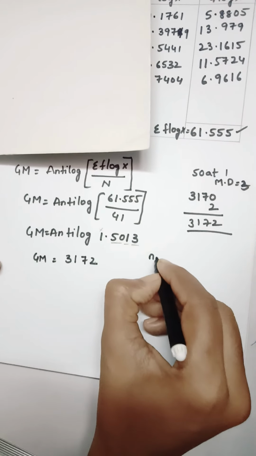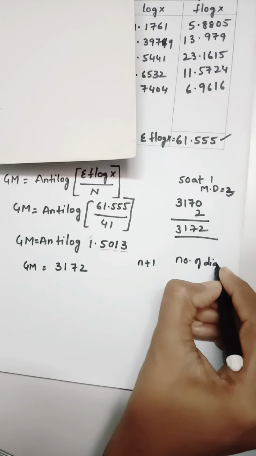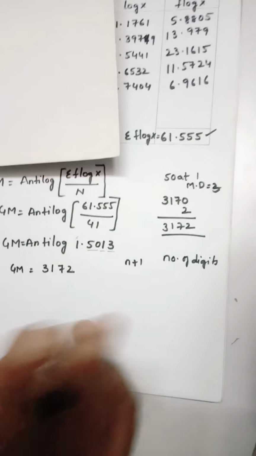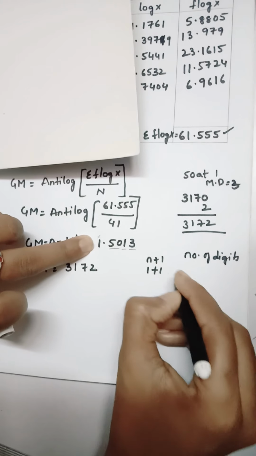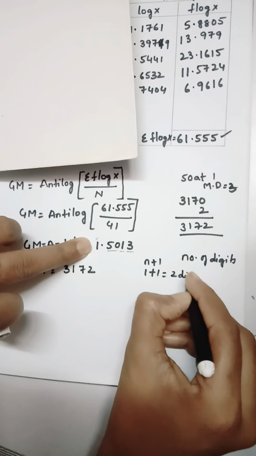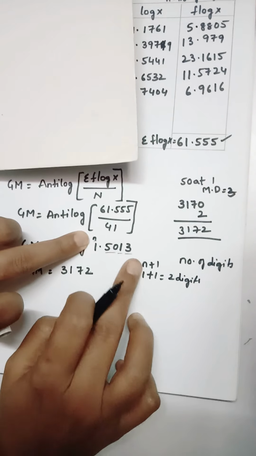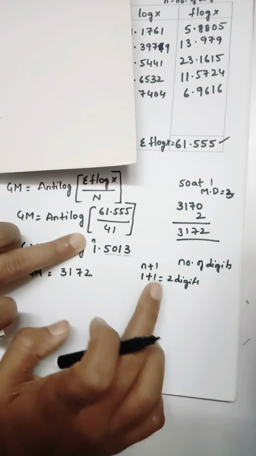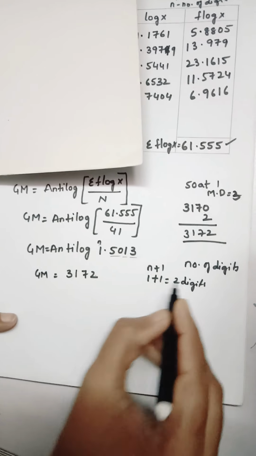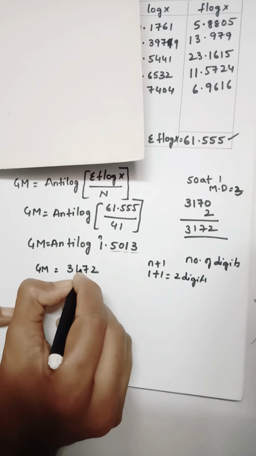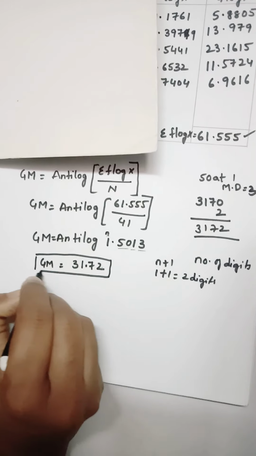Coming to the placing of the decimal point, the n plus 1 rule is applied. Here n is the number of digits before the decimal point, which is 1. So 1 plus 1 is 2 digits. So you need to place the decimal point after 2 digits. That is, 31.72 is your answer. I think you got the concept.